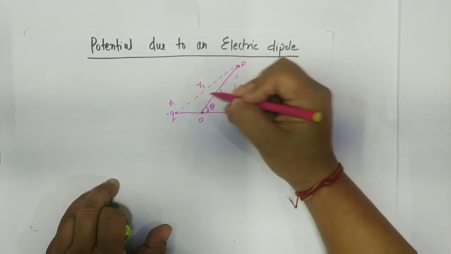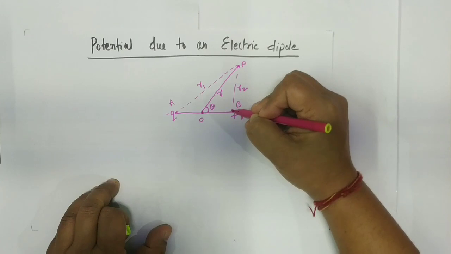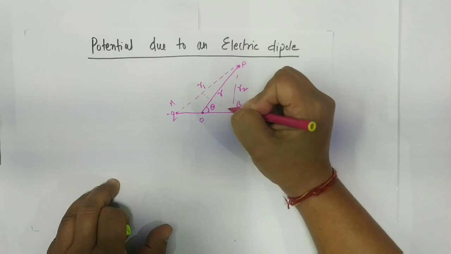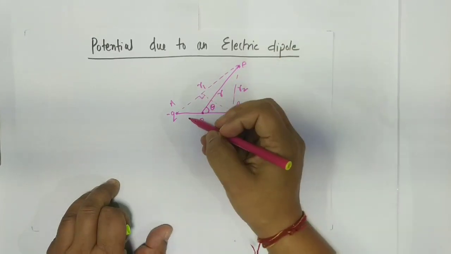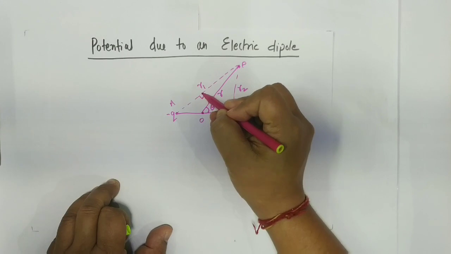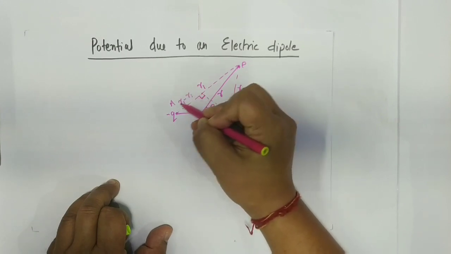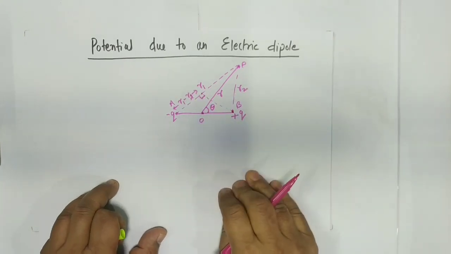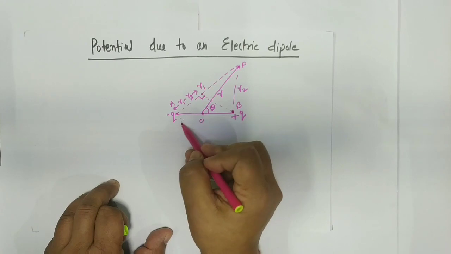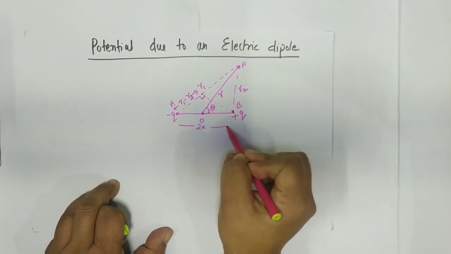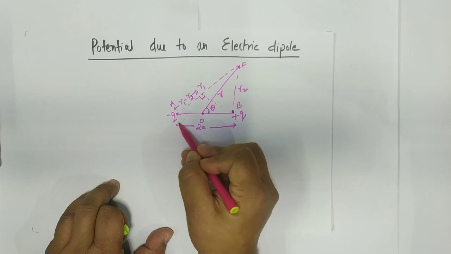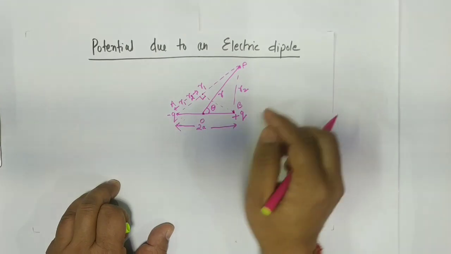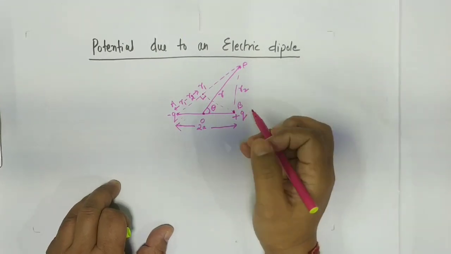Then we draw a perpendicular from the B end on R1, and the gap between these two is R1 minus R2. This is the total length of the dipole, 2A. This is R from the center of the dipole, R1 from the first charge minus Q, and R2 from the second charge plus Q.